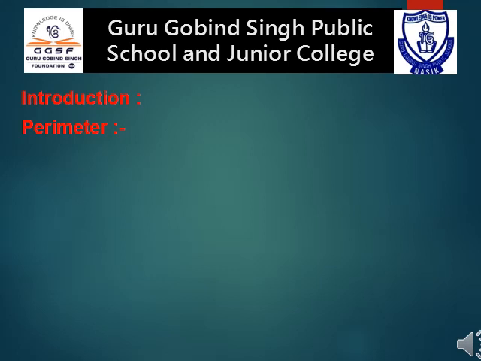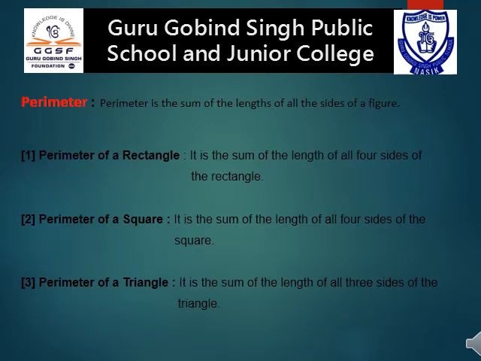Today we are going to learn how to find the formula of perimeter of a rectangle and perimeter of a square. We are also going to use this formula to solve the examples. Now first let's see what is perimeter and what is the perimeter of different shapes.